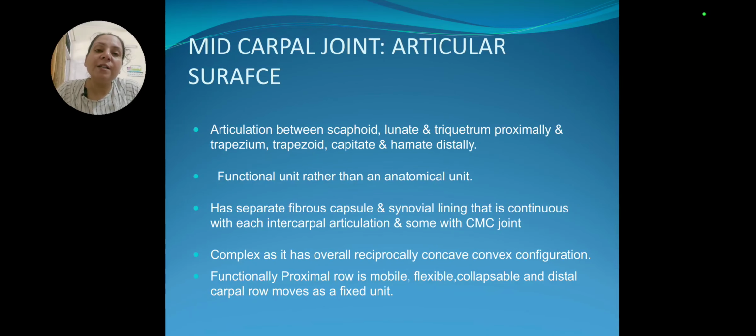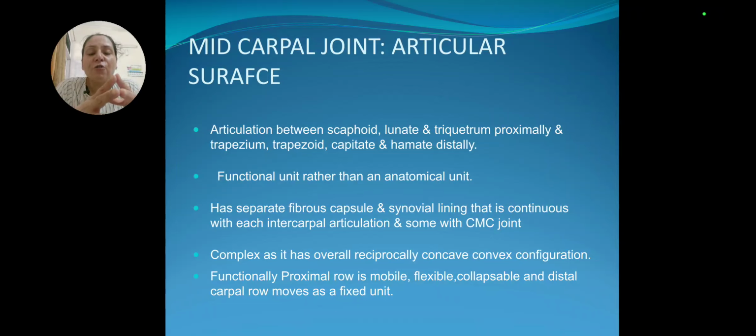Fine. Mid-carpal joints, if we see again, the next joint is the mid-carpal joint. Now it is formed between, as you know, the proximal and the distal row of the carpal bones. So the proximal row is scaphoid, lunate and triquetrum, and the distal row is trapezium, trapezoid, capitate and hamate. Pisiform is not taking part in it, please note.